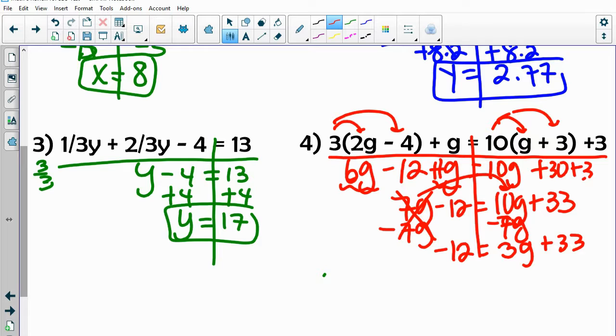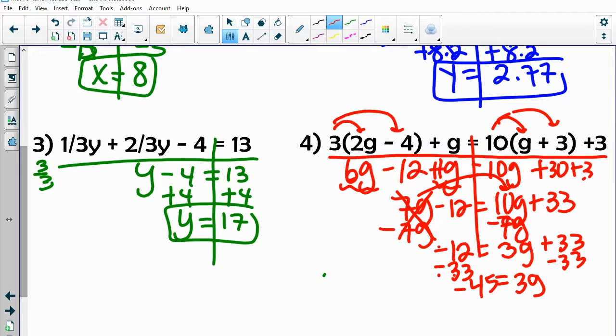Okay, Barbara, help us out. What do we do next? Good. Minus that 33. What are you guys getting? Negative 12 minus 33. Good. Negative 45. They're both negative, so we join them together.